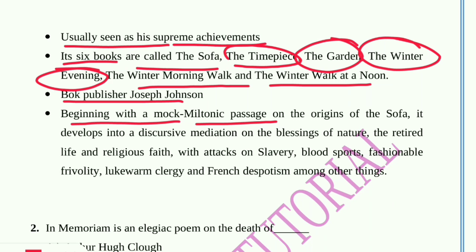Beginning with a mock-Miltonic passage on the origin of the sofa, it develops into a discursive meditation on the blessings of nature, the retired life and religious faith, with attacks on slavery, blood sport, fashionable frivolity, lukewarm clergy, and French despotism, among other things.